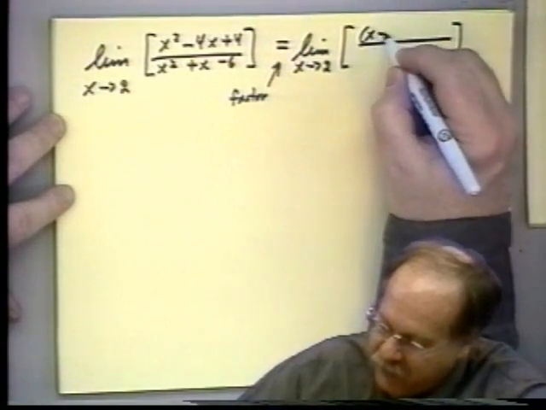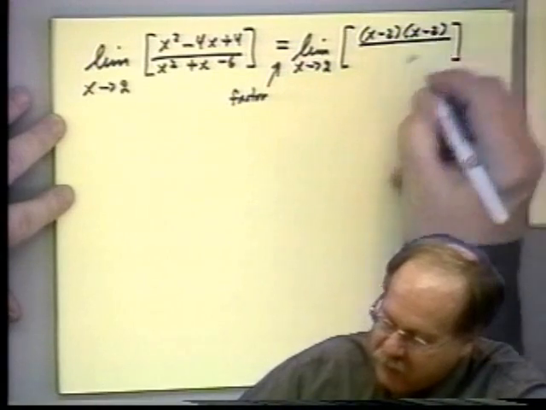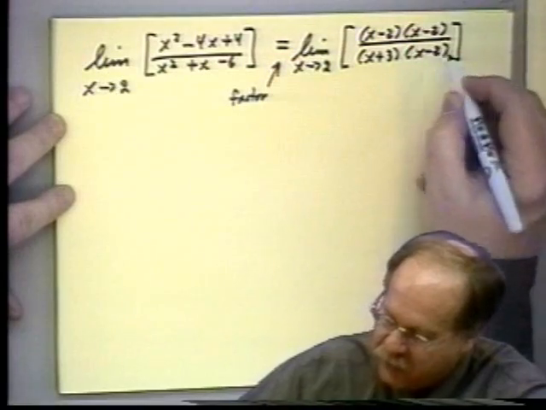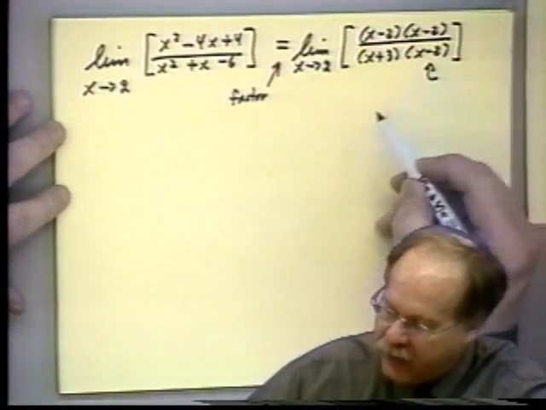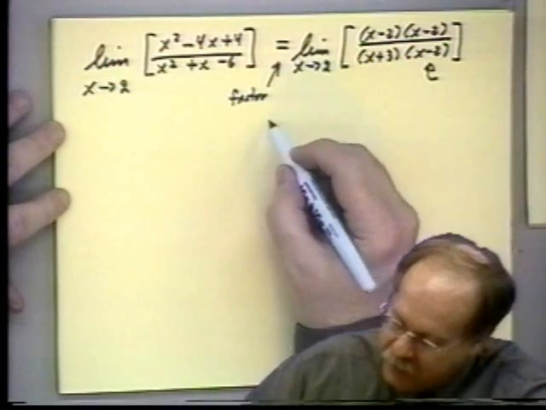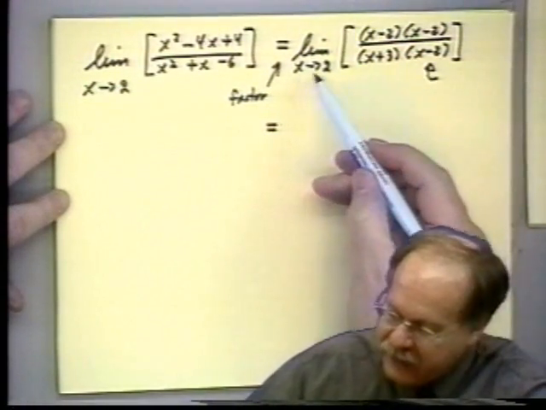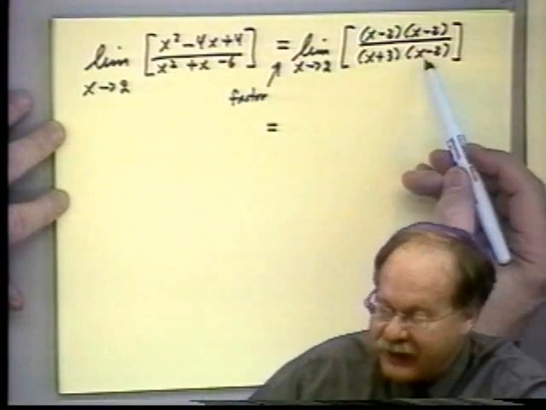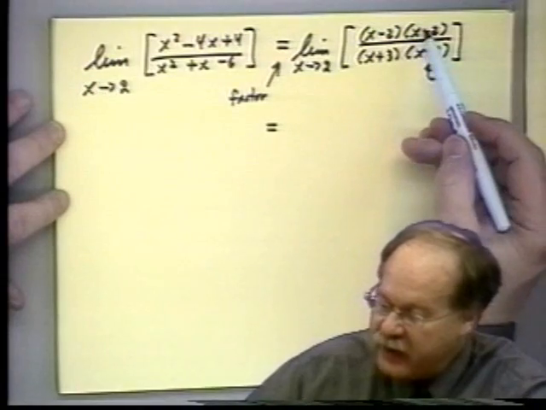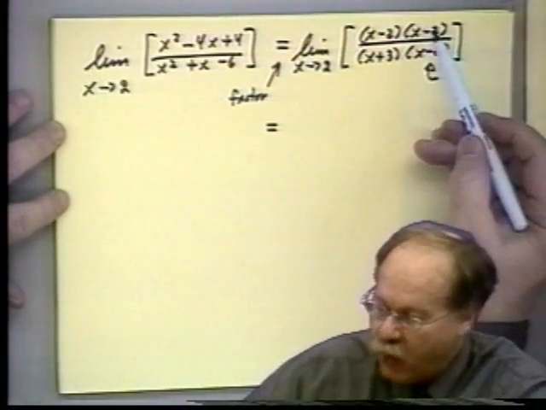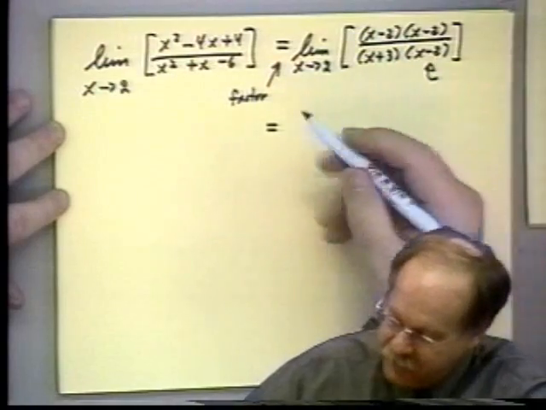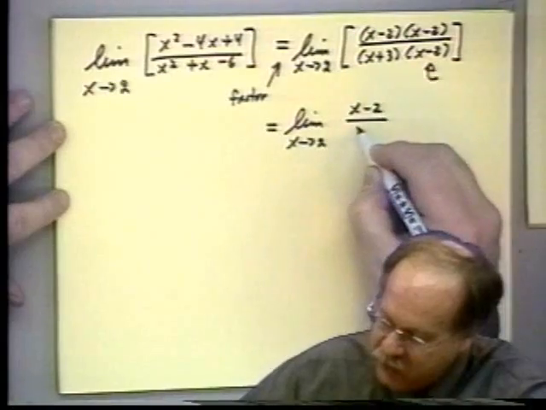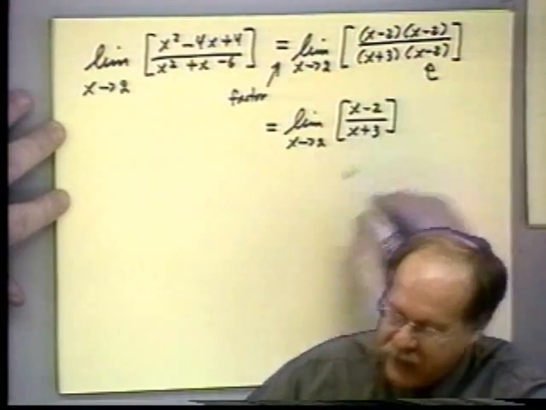So the top, it looks like we'll factor into x minus 2 and x minus 2. The bottom will factor into x plus 3 and x minus 2. Well, that's interesting. I have x minus 2 on both the top and the bottom. And I remember my limit theory that as x is approaching 2, x is never equal to 2. And because it's never equal to 2, that means x minus 2 is never 0. So this number on the top and the one on the bottom are non-zero. One over the other gives you 1. They're gone. So this gives you the limit as x approaches 2 of x minus 2 over x plus 3, and that's all that's left.